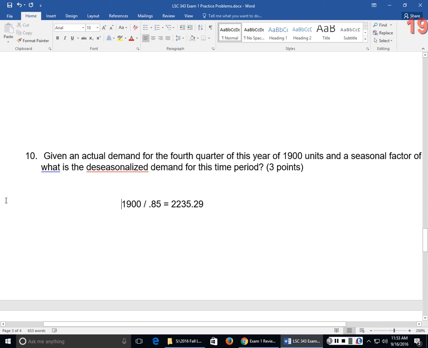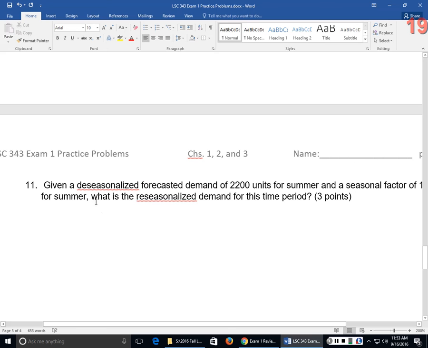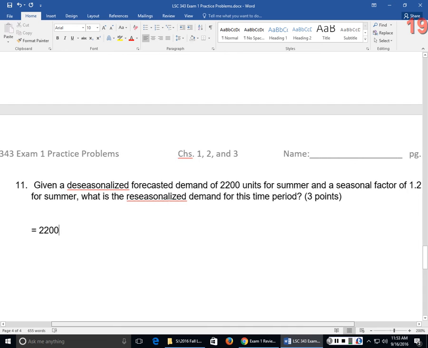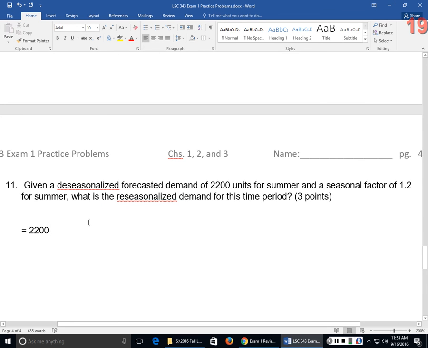And Kirsten, reseasonalizing is what? Multiply. Multiplying, right? So then that's the next one. So it says, given a deseasonalized forecast of 2,200, and a seasonal factor of 1.2, right? What is the reseasonalized demand? So what am I going to do, Kristen? 2,200 times 1.2. There we go. And so my reseasonalized demand is 2,640. Okay?